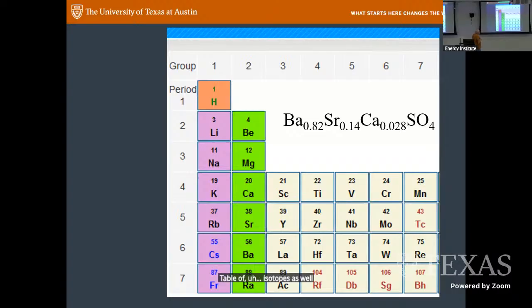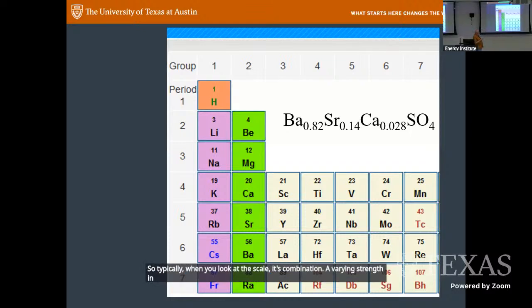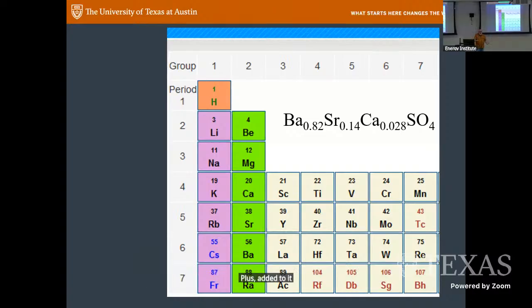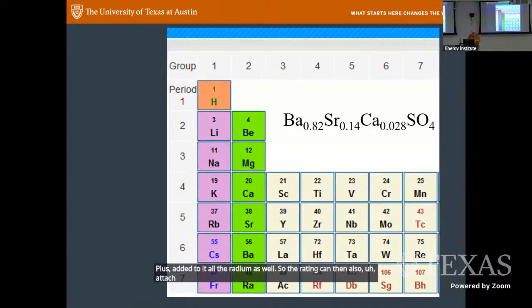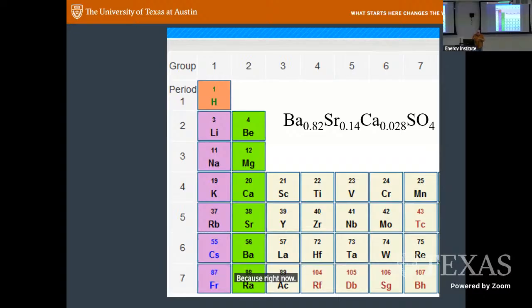You can look that radium is in the same group of elements as barium, strontium, calcium, magnesium, and beryllium. So typically, when you look at the scale, it's a combination of barium, strontium, calcium, and SO4 as a sulfate, plus added to it all the radium as well. So the radium can then also attach itself, because right now, all being 2+, magnesium 2+, calcium 2+, they all try to go out to the same place as the radium. So there's a competition.